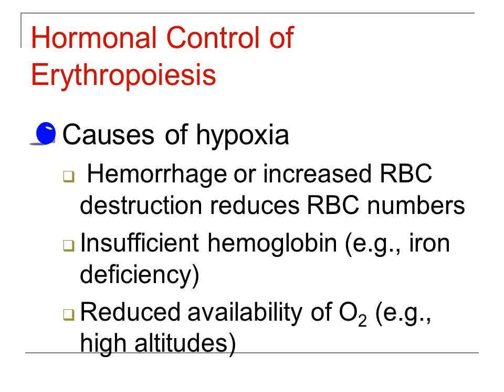And this hypoxia is due to hemorrhage or increased red blood cell destruction that reduces the red blood cell numbers. And this can lead to insufficient hemoglobin, that is iron deficiency. And when there are too few red blood cells, there will be insufficient hemoglobin to carry oxygen, and that will now reduce the availability of oxygen. An example is when someone is at high altitude.